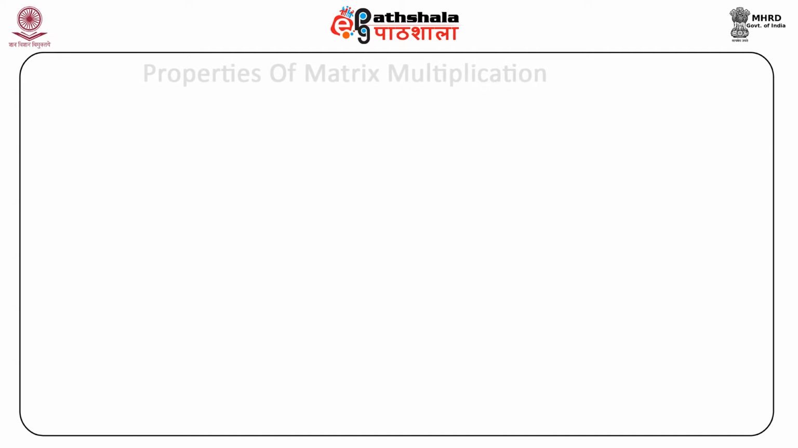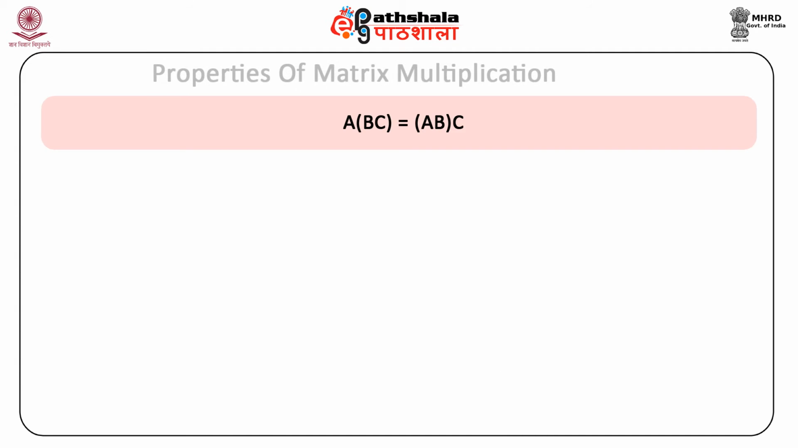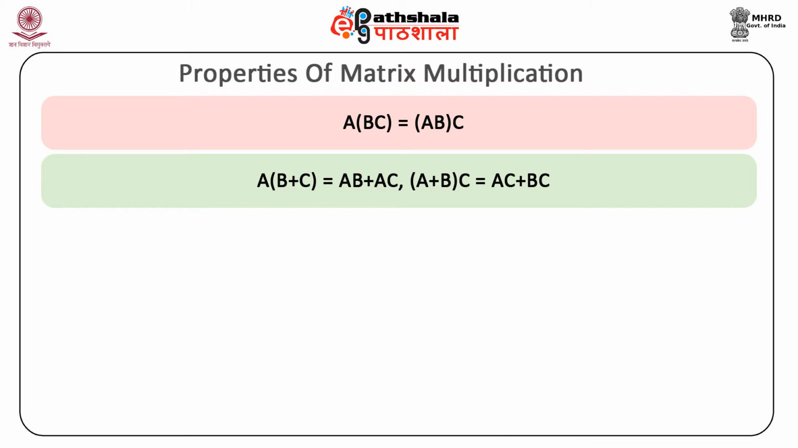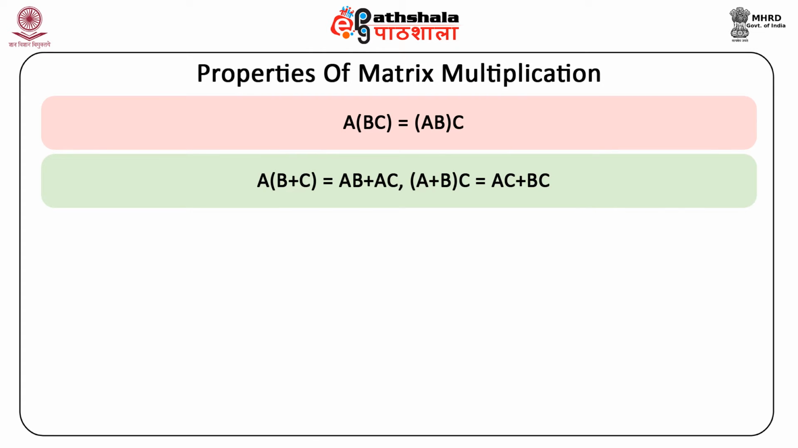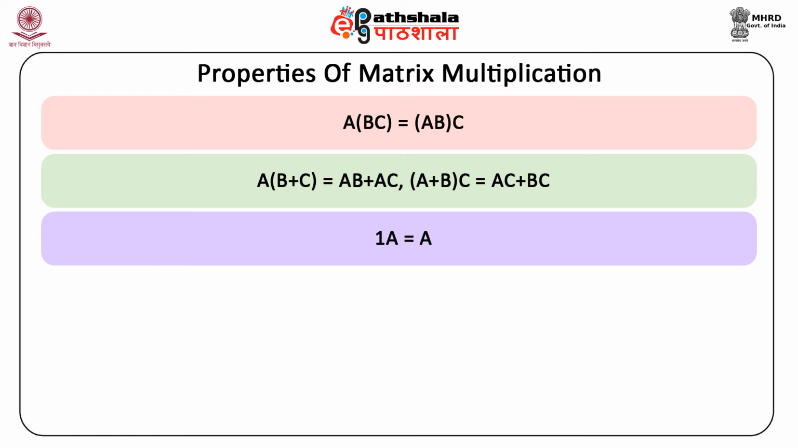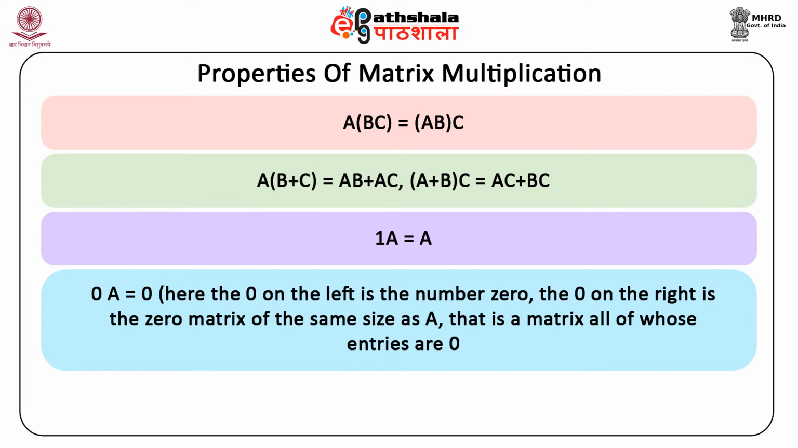Properties of matrix multiplication. A(BC) is equal to (AB)C. A(B plus C) is equal to AB plus AC, and (A plus B)C is equal to AC plus BC. 1A is equal to A. 0A is equal to 0.